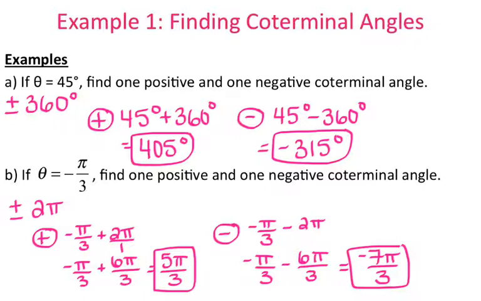Now if the fractions for letter B are something that you struggle with, you can always use the calculator. For example, for this positive coterminal angle, in the calculator I can just take 1/3 plus 2, change it back to a fraction. That'll give you the 5 over 3. Just reattach the pi to the numerator. And then for the negative one, I can take negative 1/3 minus 2, change it back to a fraction, hit math frac, and then that'll give you negative 7 over 3. Just reattach that pi to the numerator.